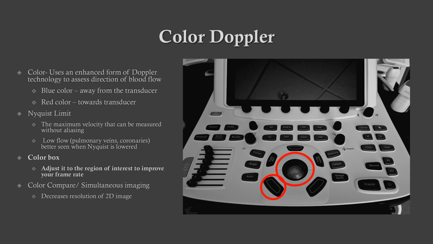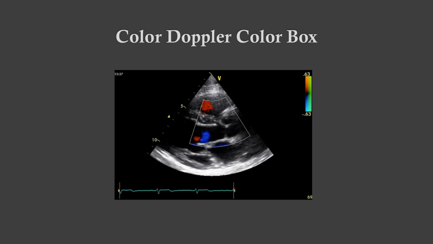It is very important to adjust the color box size. You adjust it to the region of interest to improve your frame rate, and to do so you make use of the two buttons circled in red. Here we have an example of an appropriate color box size that focuses on the flow of the aortic valve in parasternal long axis image.